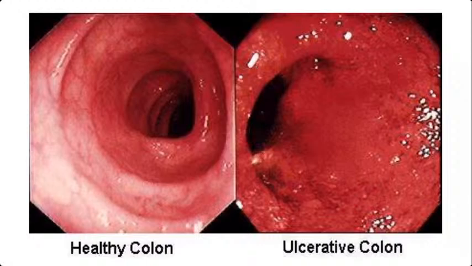So this is a healthy colon with a smooth mucosa, normal vascular pattern. But here there is erythema, there is mucosal edema, and then you start to see the ulcers and these pseudopolyps and just a distorted colon with ulcerative colitis. And you can see the granularity that you don't see in a normal colon mucosa.